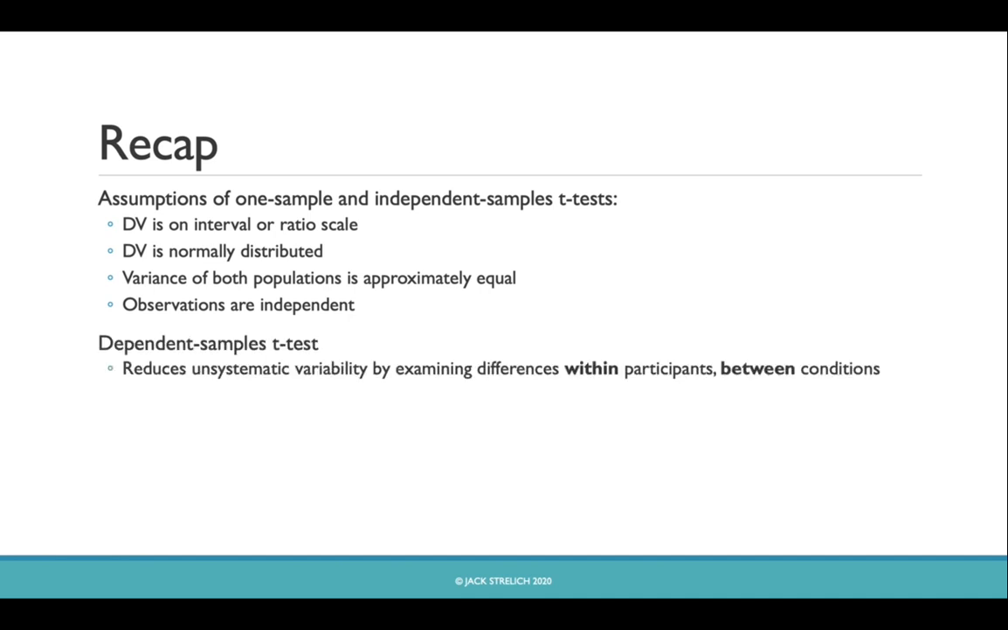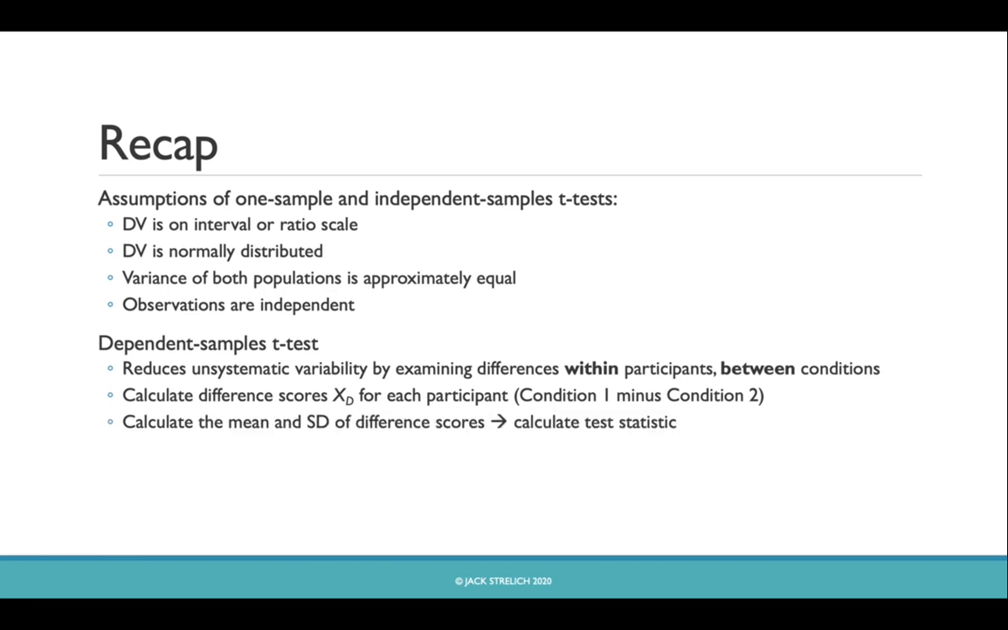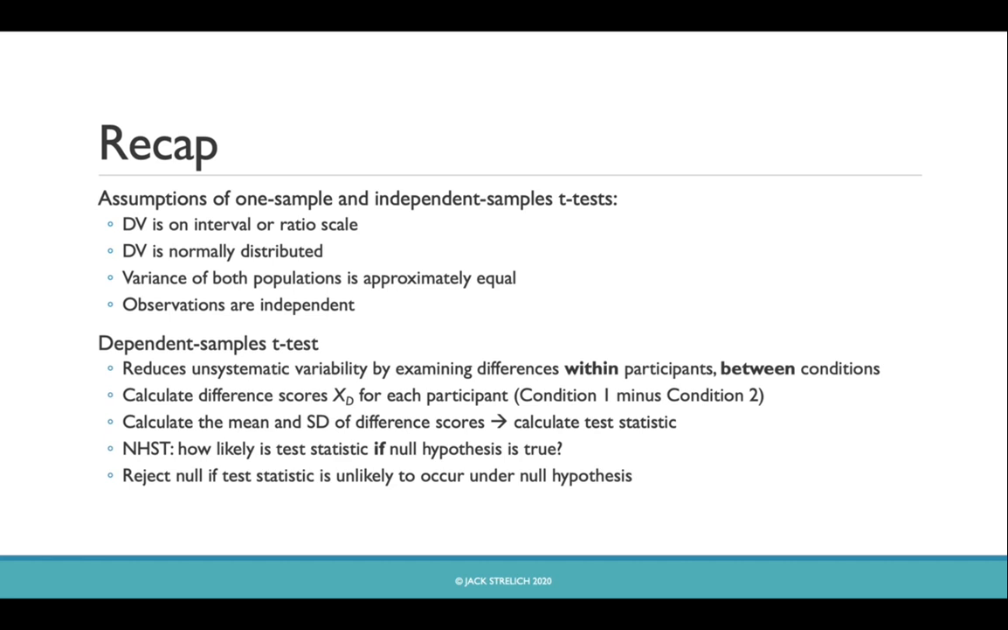The dependent samples t-test reduces unsystematic variability by examining differences within participants between conditions. We calculate difference scores, x sub d, for each participant, in other words, condition 1 scores minus condition 2 scores. Then calculate the mean and the standard deviation of difference scores, and from this, calculate our test statistic. Using the logic of null hypothesis significance testing, we can estimate how likely a test statistic is to occur if the null hypothesis is true. And we reject the null if the test statistic is unlikely to occur under the null hypothesis.